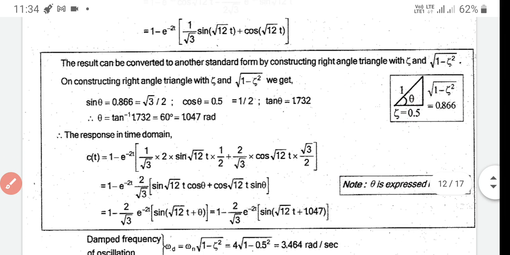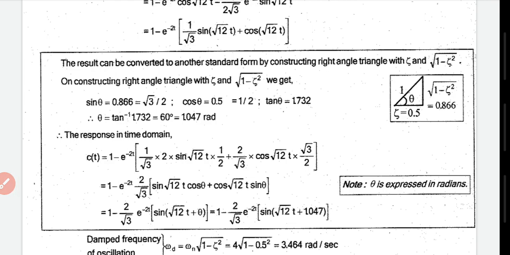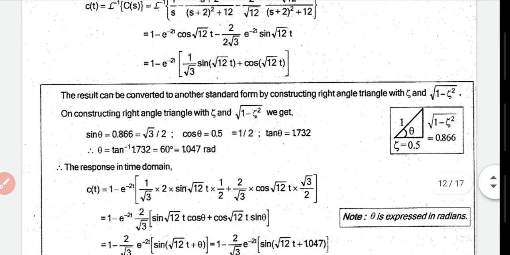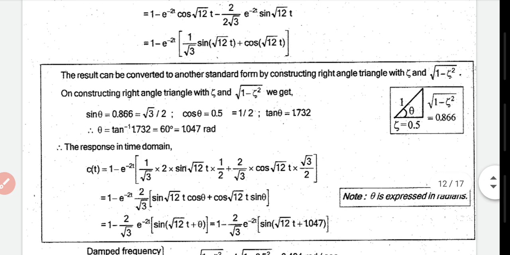Theta is equal to 1.047. Is it okay? So the response in time domain can be c of t is equal to 1 minus e power minus 2t into 1 by root 3 into 2 into sine of root 12 into t into 1 by 2, multiplying and dividing it with 1 by 2 here. In both the terms we are multiplying with 2 and 1 by 2.